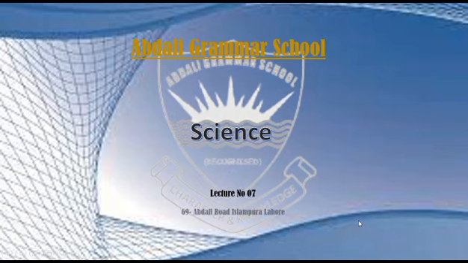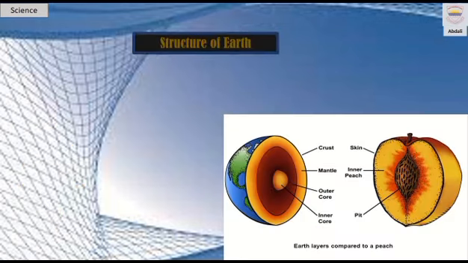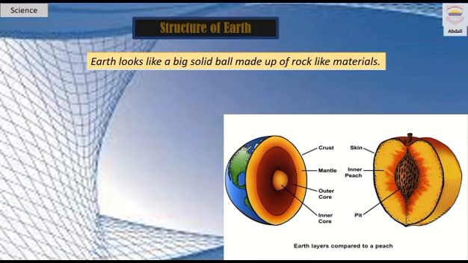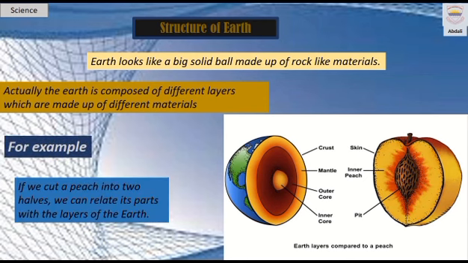Hello, curious minds. Today, we're going to delve into the captivating topic, the structure of Earth. Earth looks like a big solid ball made up of rock-like materials. Actually, the Earth is composed of different layers, which are made up of different materials. For example, if we cut a peach into two halves, we can relate its parts with the layers of the Earth as shown in the figure.